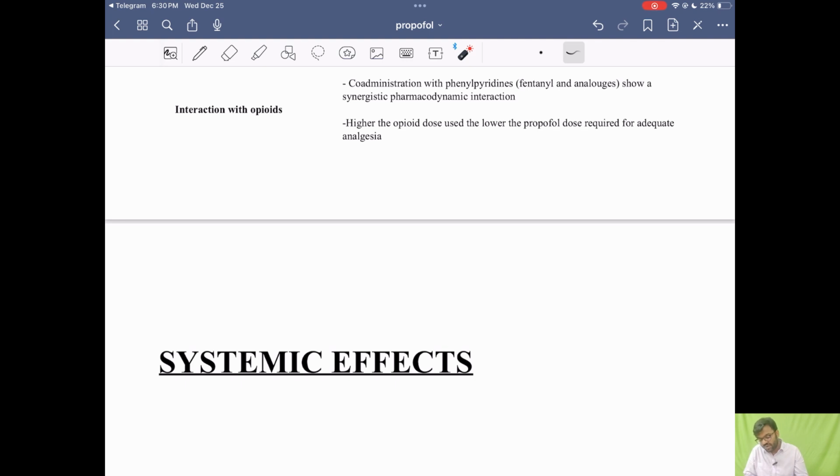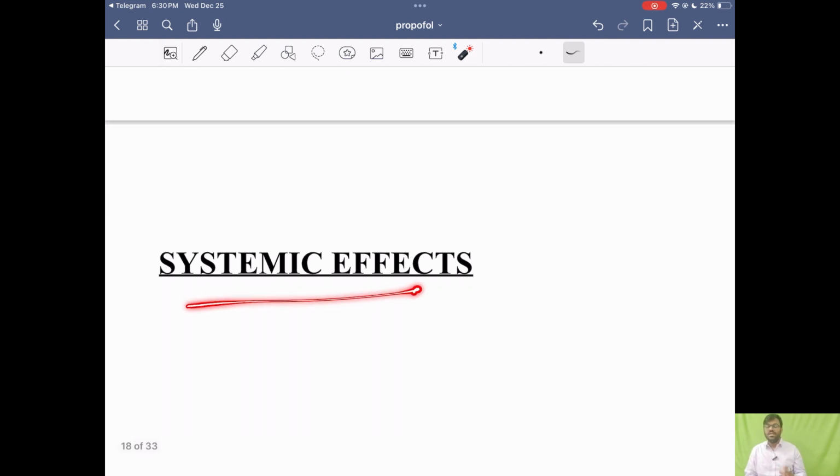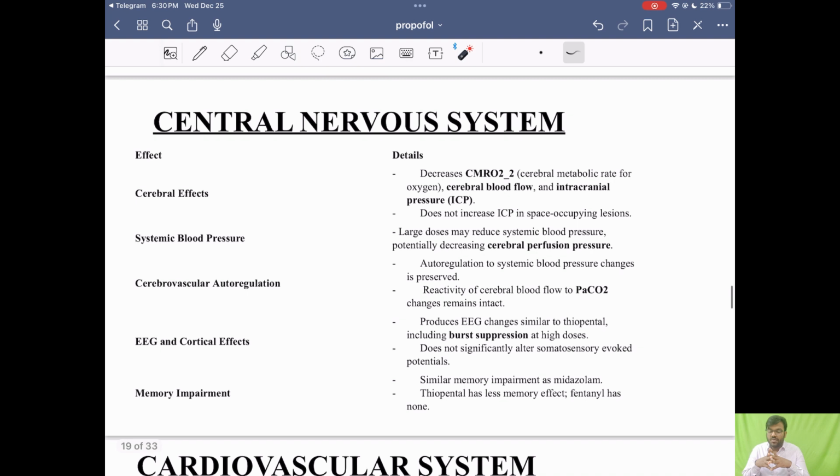All right. Now we want to talk about systemic effects. What are the effects seen on the various organ systems of our body? The first we are going to talk about is the central nervous system effect. The first one is cerebral effects. What does it do? It reduces the cerebral metabolic rate for oxygen, the cerebral blood flow is reduced, and the intracranial pressure is reduced. So it is a good drug for neurosurgery.